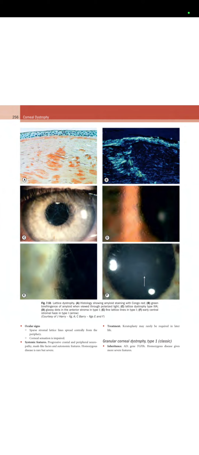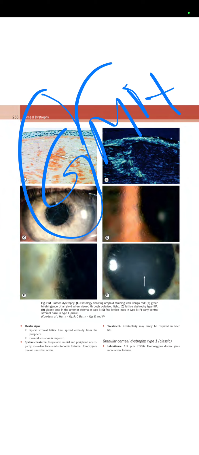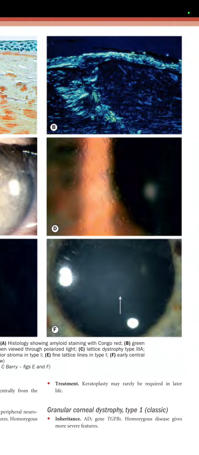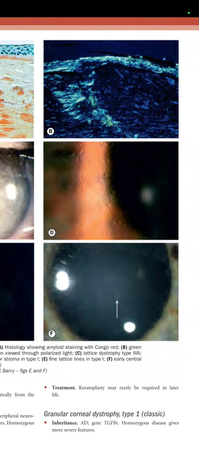And also in the case of granular corneal dystrophy, you have to remember one mnemonic: GMOREHEAD. Granular basically has hyaline deposition, and that is stained with Masson trichrome. Always remember this. Granular corneal dystrophy type 1, classic, is autosomal dominant, gene TGFB1; homozygous disease gives more severe features.